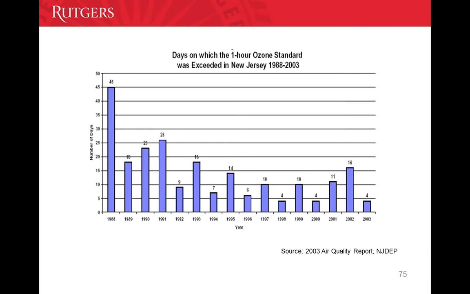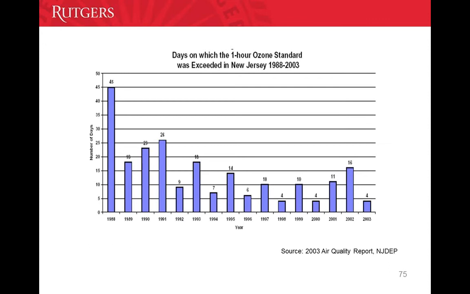So let's use my state as an example. These are days in which we exceeded that 1 hour ozone standard in New Jersey, and they give you a range here from 88 to 2003. You can see there are periods of time the data just jumps all over the place. So these are ozone exceedance days. There's a 1 hour standard set by the state and by the federal EPA, and these are days when we go over that.